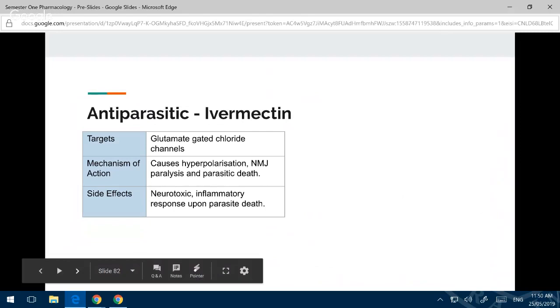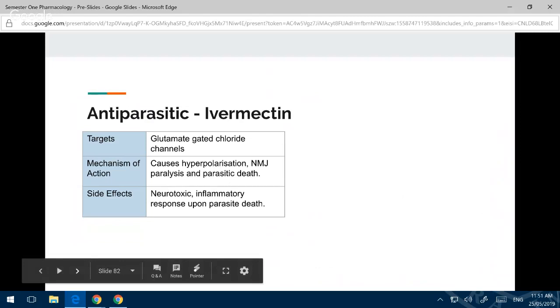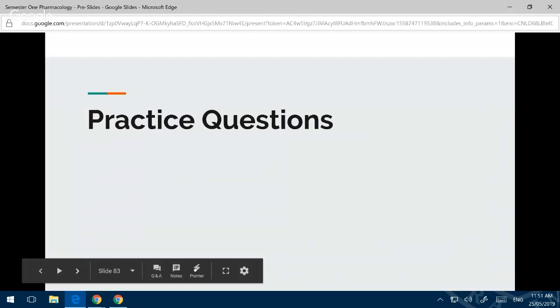The antiparasitic is ivermectin. So this is a glutamate-gated chloride channel targeter, and it causes hyperpolarization, paralysis, and parasitic death. That was paralysis of the NMJ, not the whole person, sorry. It can be neurotoxic though, and typically when the parasites die, they can release an inflammatory response, but that can be managed as well.